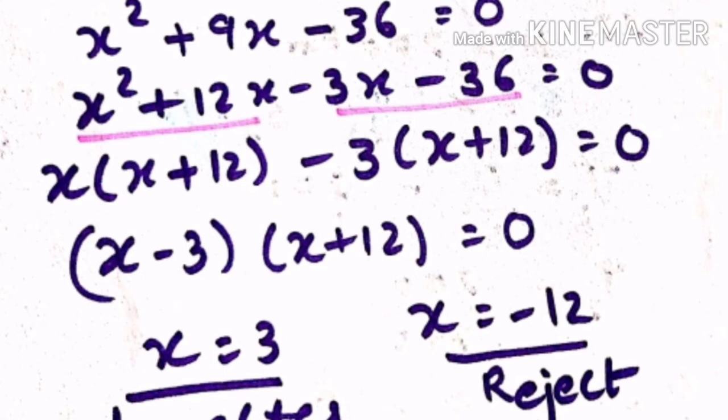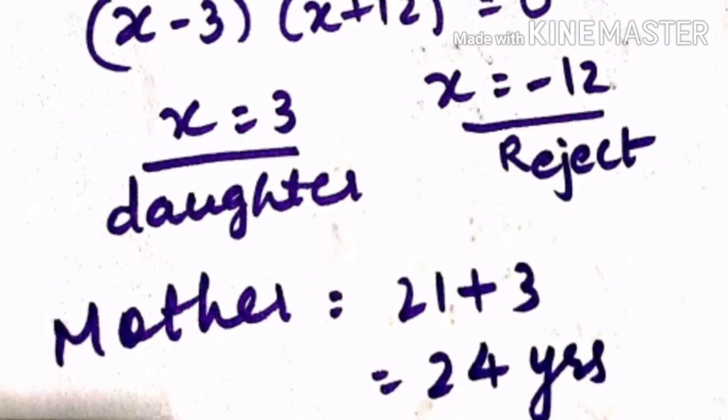Minus 12 we are rejecting. Why? Because here the mother's and daughter's age, and age we do not calculate as negative. So always take the positive root. Here x we have taken as daughter's age, so our daughter's age is equal to 3 years. And mother's age is equal to 21 plus 3 is equal to 24 years. Now you can check what the answer you have to find. Find their ages. So here we found daughter's age 3 years and mother's age 24 years. And we completed the question number 12.